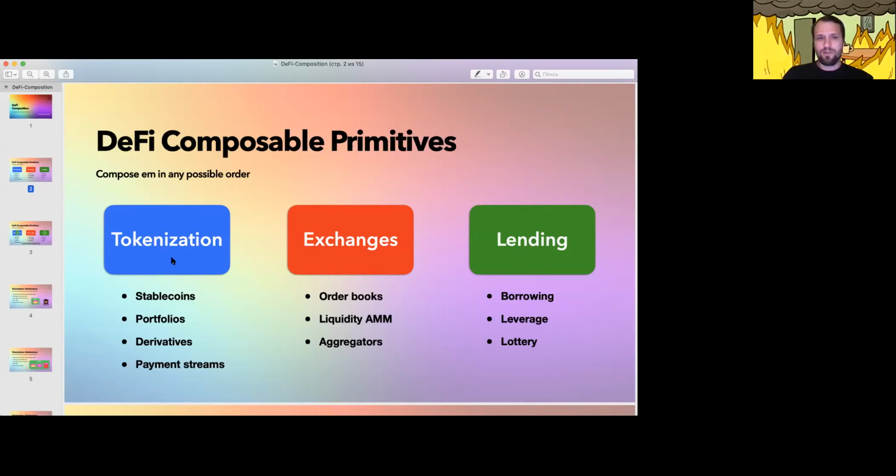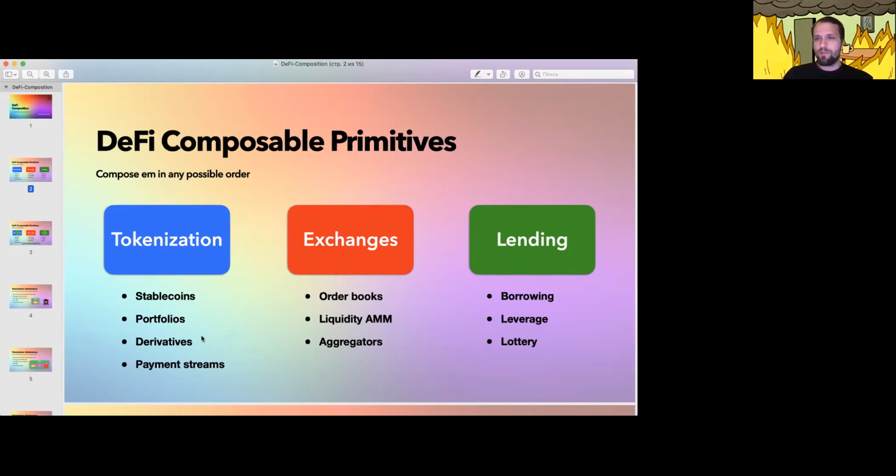So tokenization primitives, for example, are stablecoins, and portfolios which are also tokenized, and when multiple people own a portfolio, they own subtokens of this portfolio. Also derivatives, this is like having options or futures on some tokens, but they're still tokenized and you can trade them.